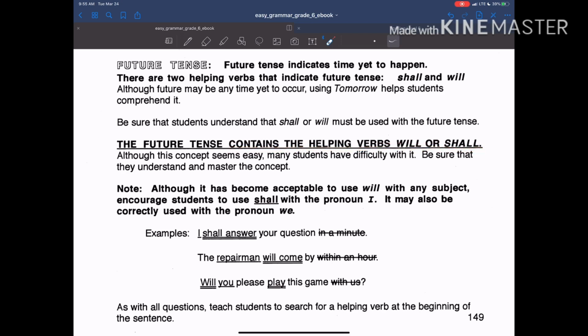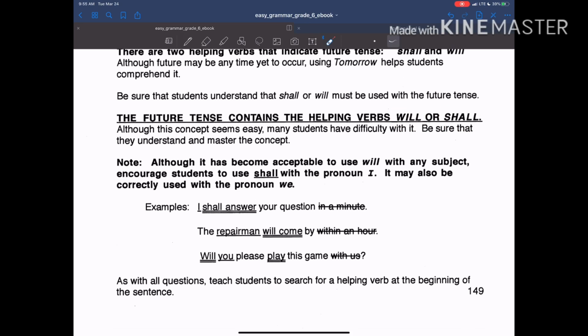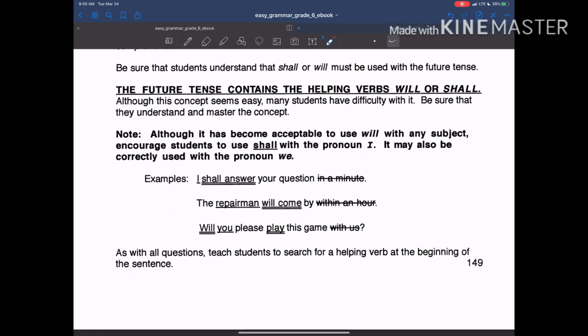Okay, so past tense and present tense do not use helping verbs. However, future tense uses helping verbs will or shall. Okay? I shall answer your question in a minute. You could just as easily put the word will there and it works as well. Okay? I shall answer. This is future tense.